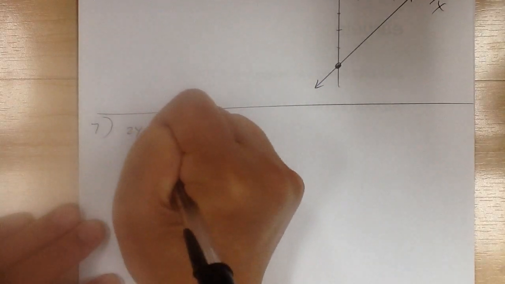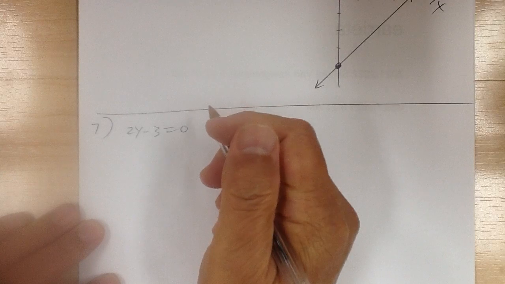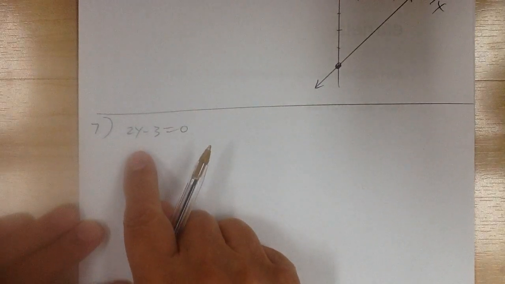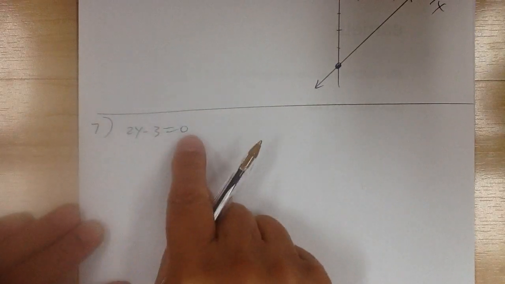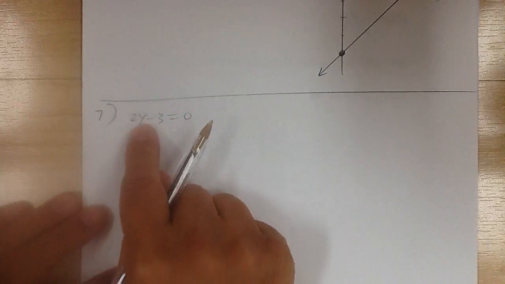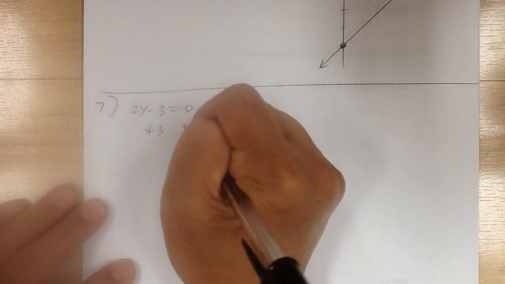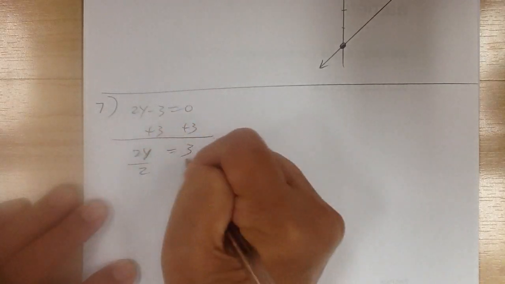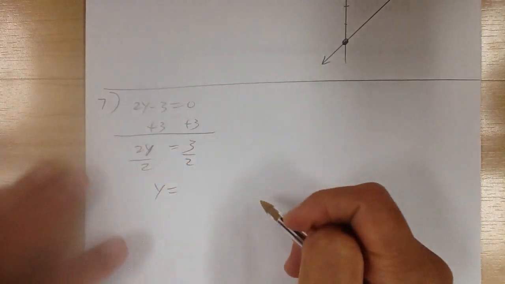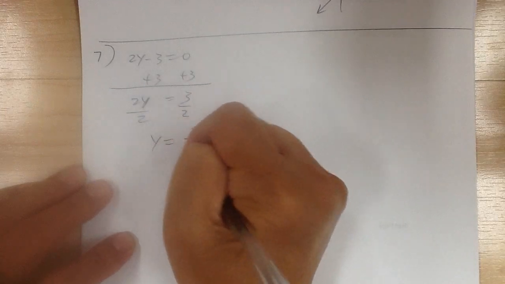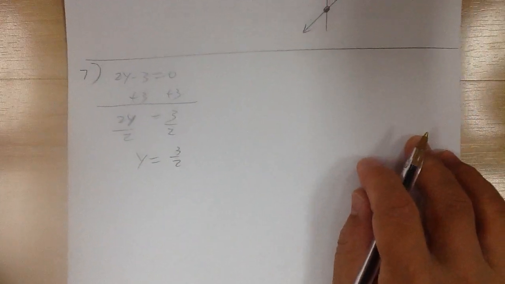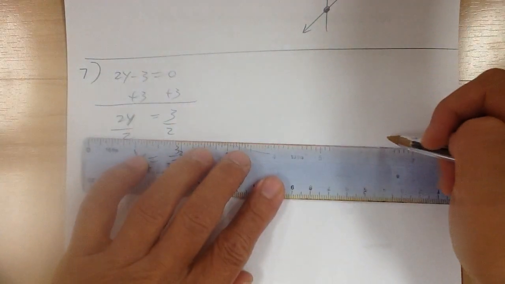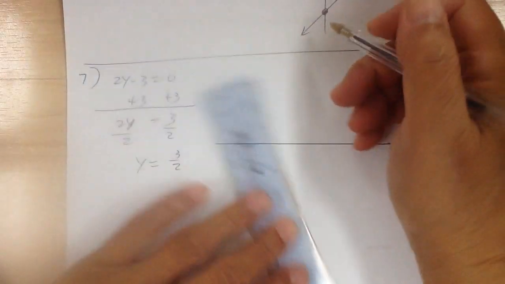You got 2y minus 3 equal to 0. Okay, now this one has only one variable. So when you have one equation, one variable, you can go and solve. So this one you add 3. So you got 2y equal to 3. And you divide by 2, divide by 2. So y equal to 3 over 2. Okay, so when you graph these, remember y equal to a number is going to be a horizontal line.